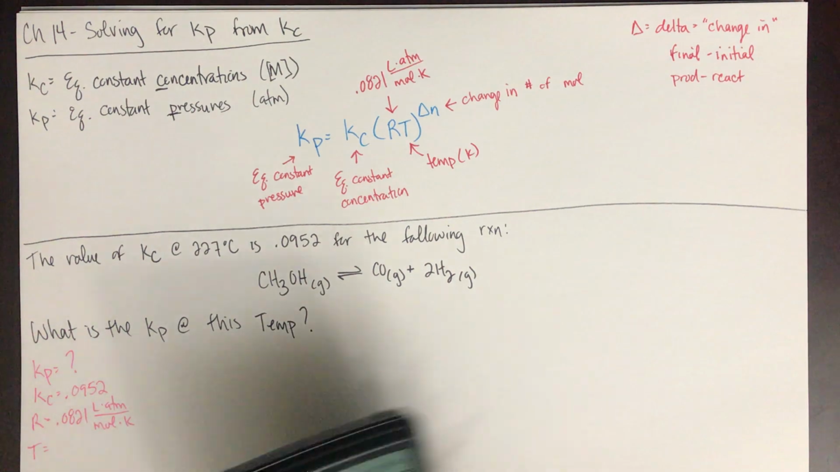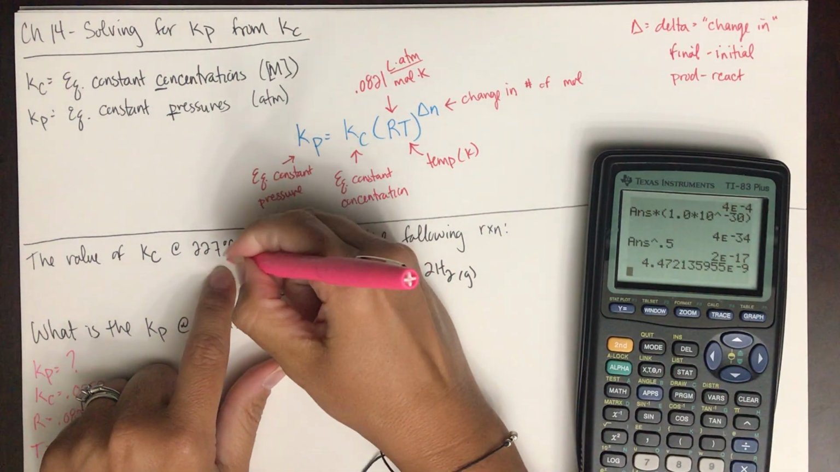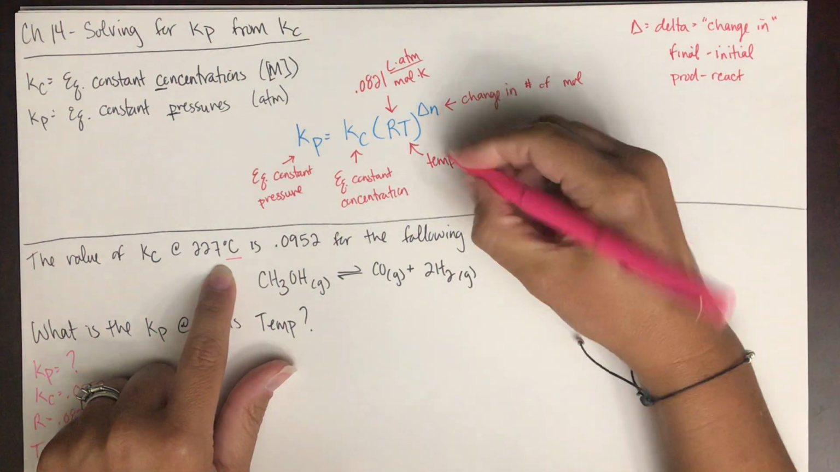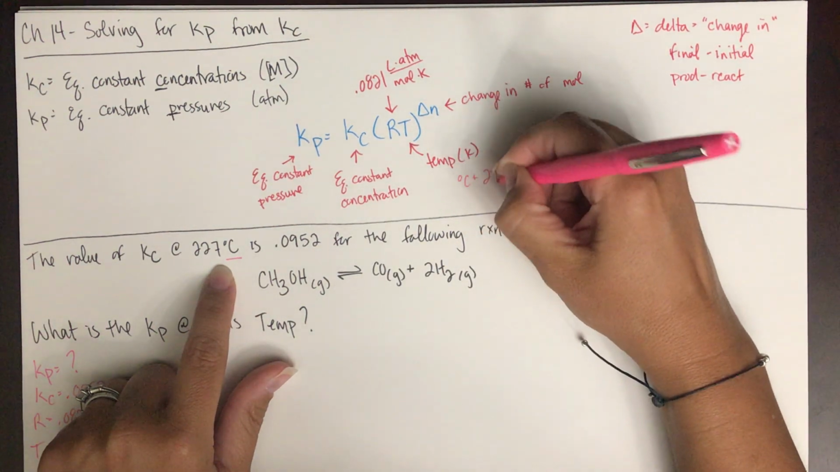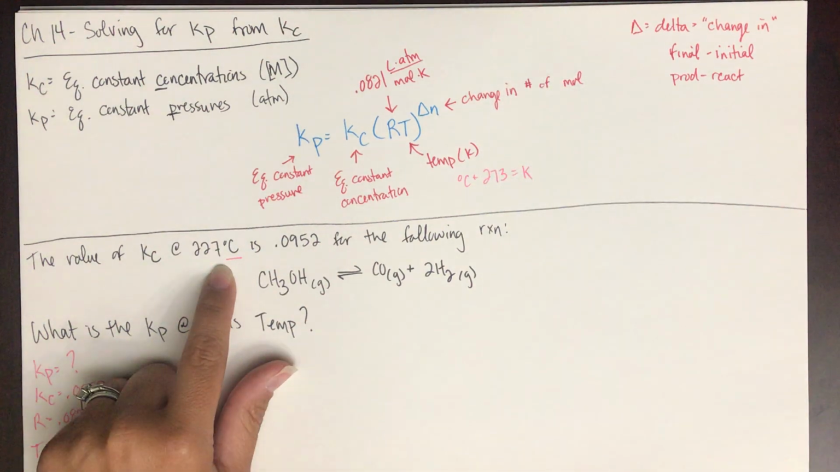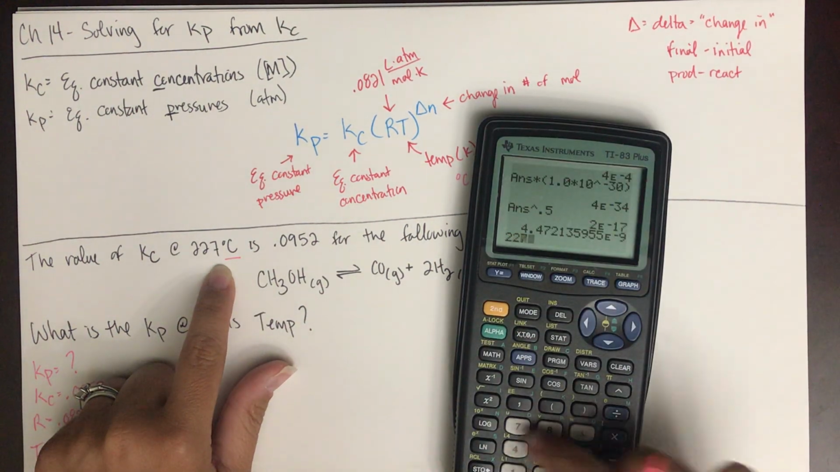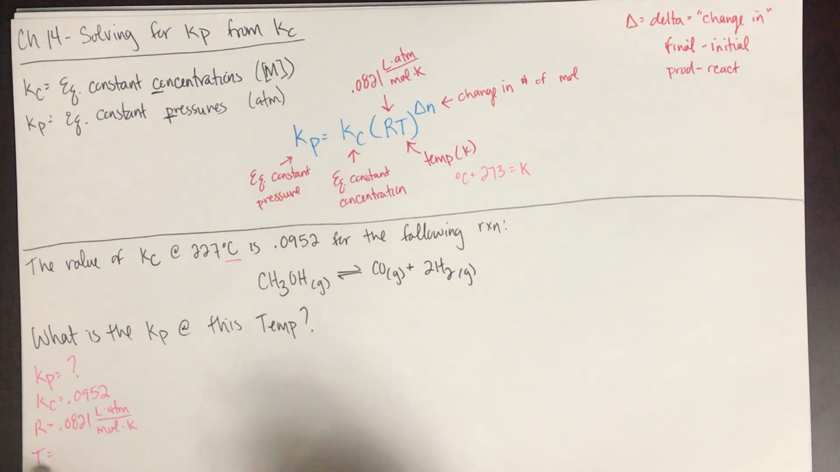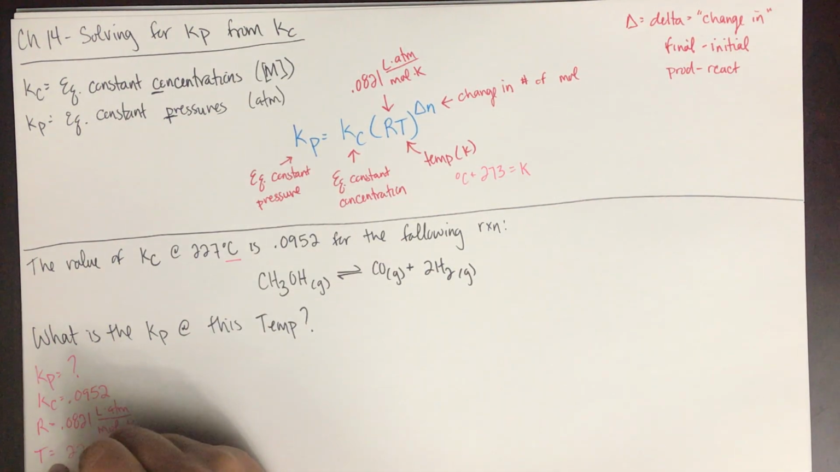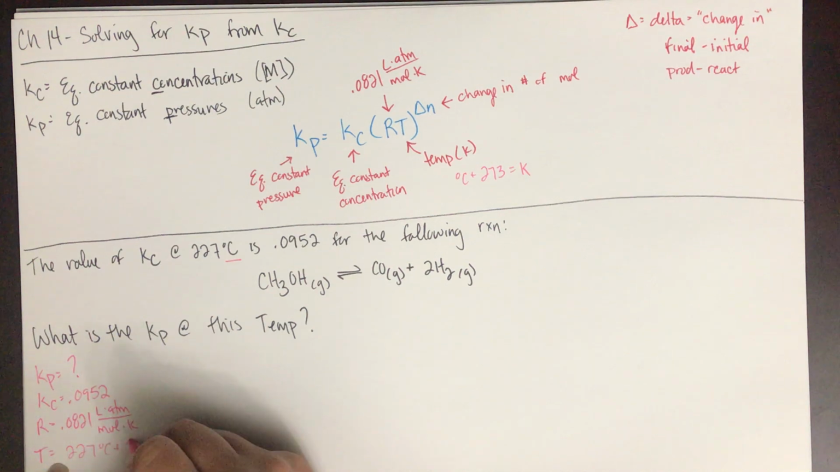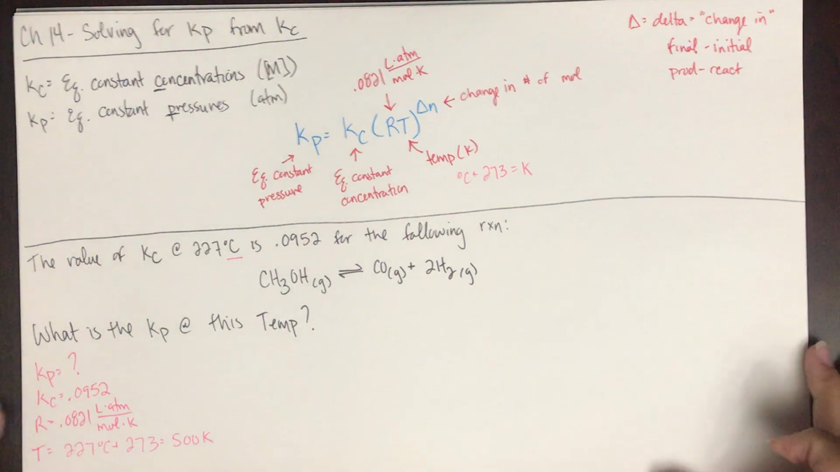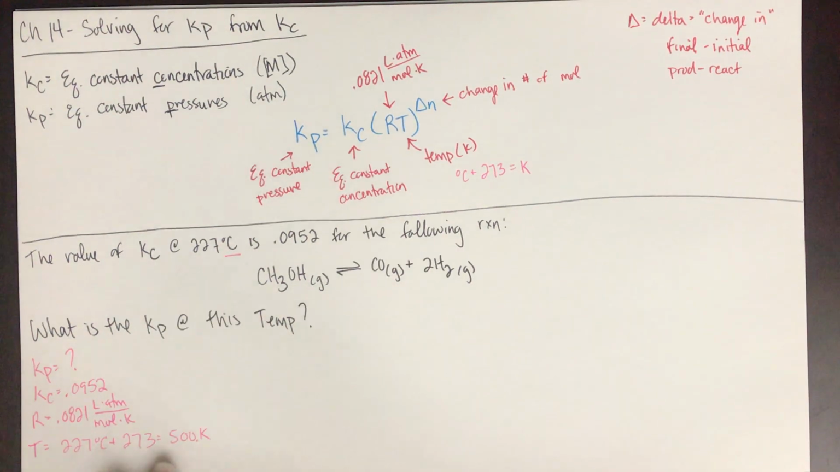Remember the way that we convert Celsius to Kelvin. Remember, this is Celsius and I want it in Kelvin. So it's always degrees Celsius plus 273 equals Kelvin. So if I say 227 plus 273, it's 500. So temperature, I'll just write that out, 227 degrees Celsius plus 273 equals 500 Kelvin. I'm going to put a little decimal place here so we don't lose any significant figures.